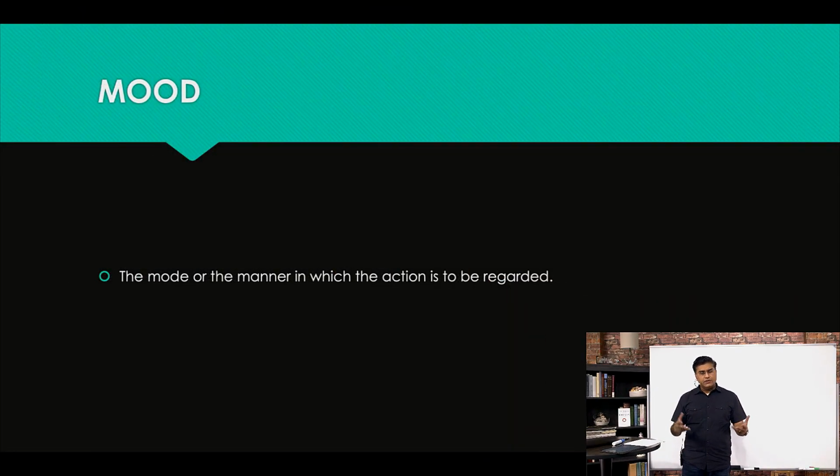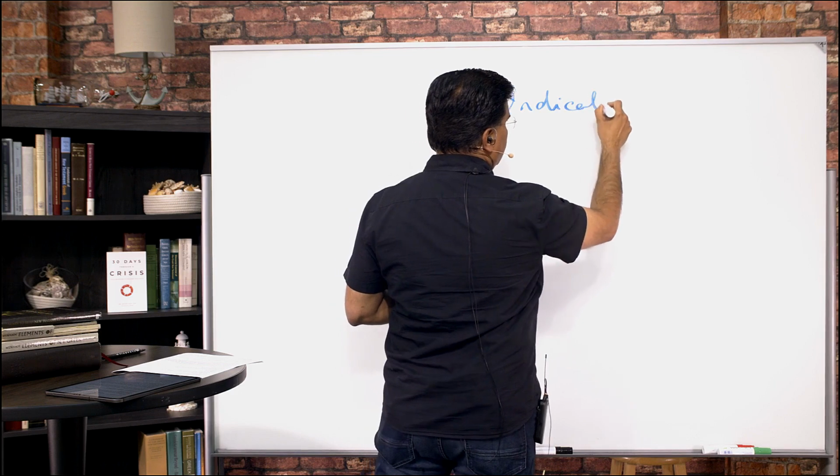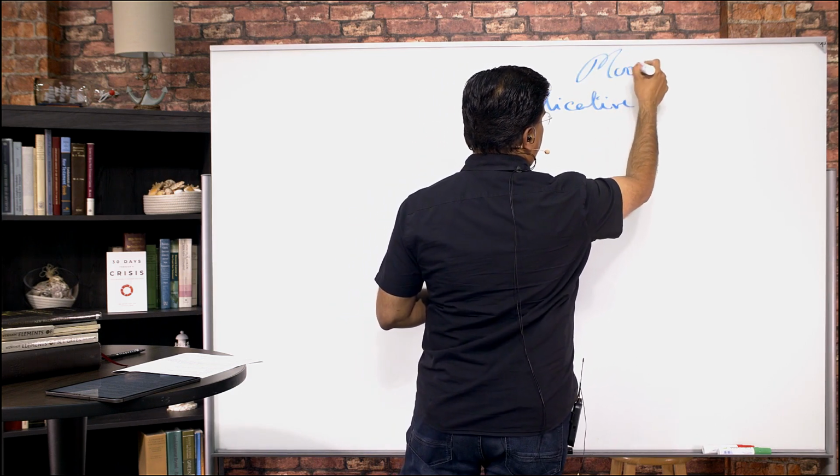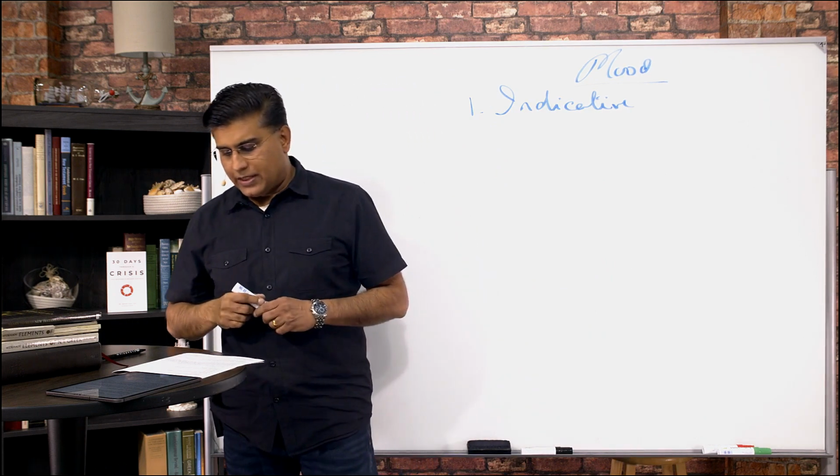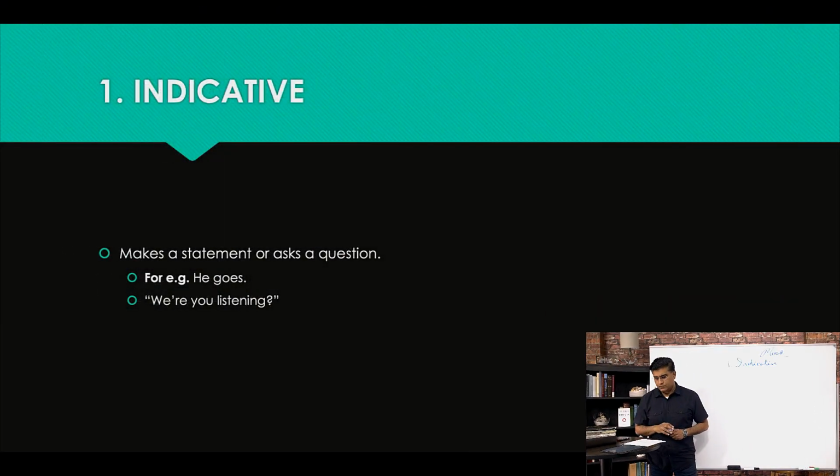The fourth thing, another thing, we're past the fourth, but is the mood. What is the mood? The mood is the mode or the manner in which the action is to be regarded. Okay? The first mood is the indicative mood. Example, he goes. It's making a statement. He goes. That is in the indicative mood. It can also be a question. A question like, were you listening? That is in the indicative mood. Okay? That's the first one.